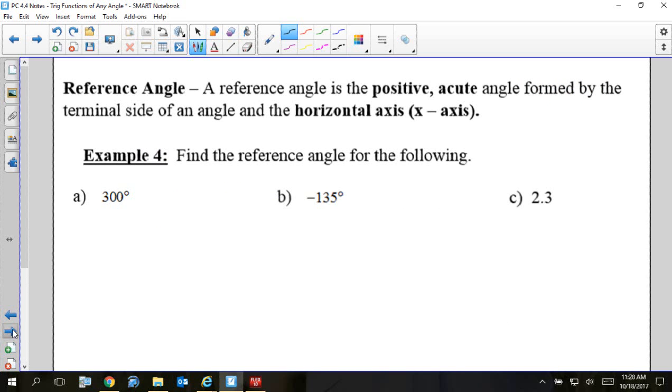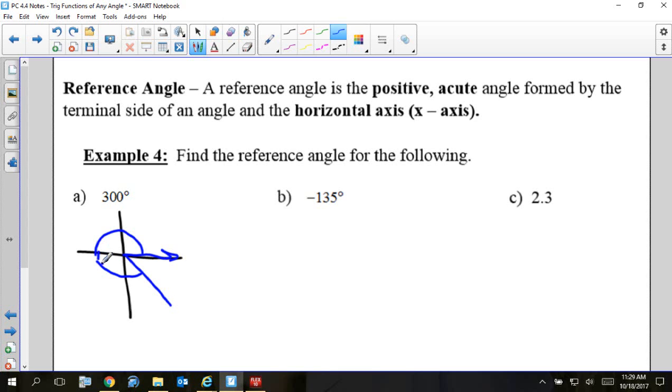Okay, now we're doing find the reference angle for each of the following. And it says right above it, the reference angle is the positive acute angle formed by the terminal side and the x-axis. So I would first draw a picture, 300 degrees. I'm going to start at my initial side, and I'm going to rotate around to what quadrant? 4th quadrant. And that's going to be my terminal side.